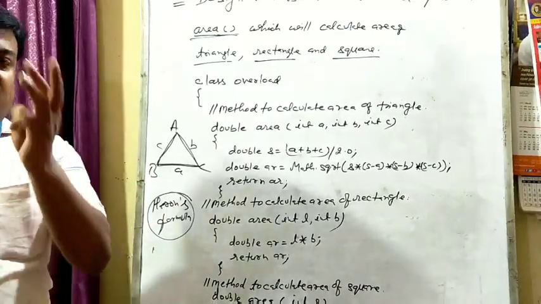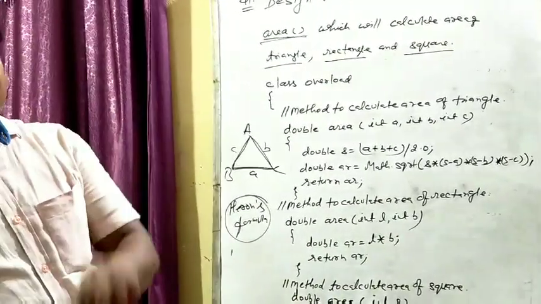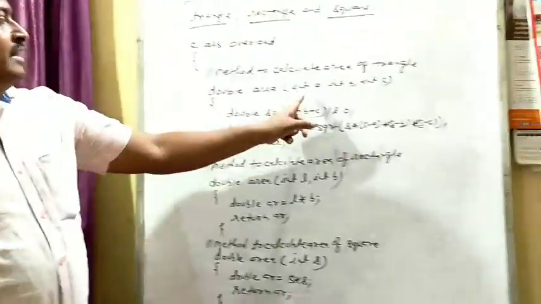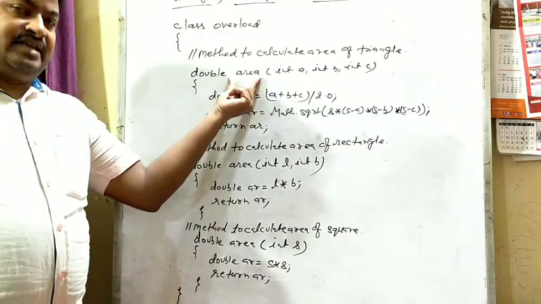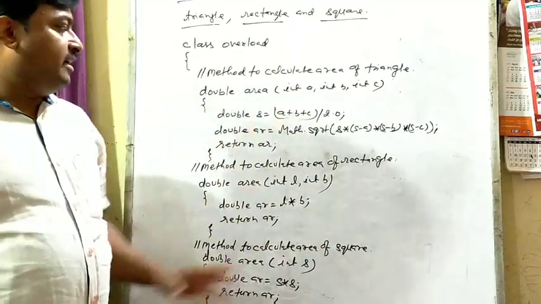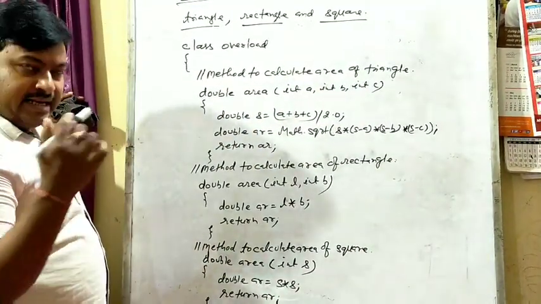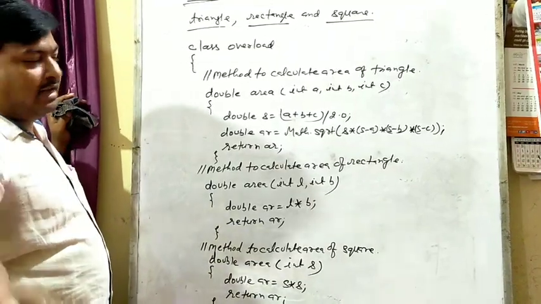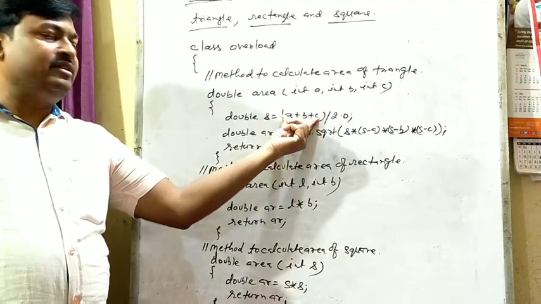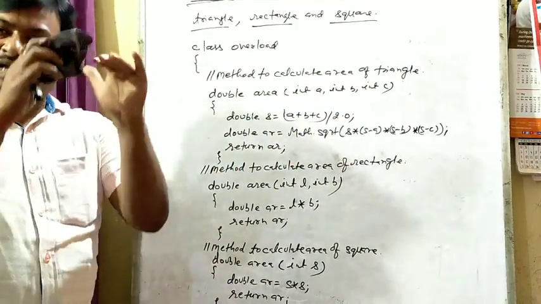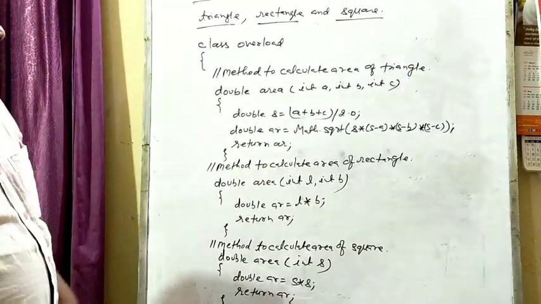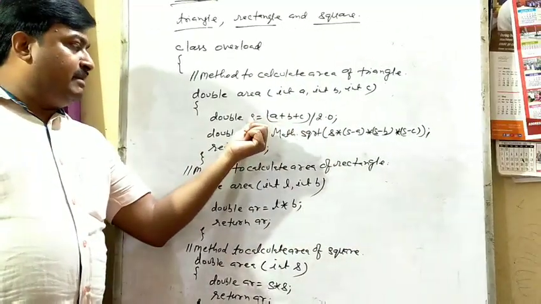For that, we need three values, meaning the values of three sides. So int A, int B and int C. The function name is area. We have passed the values of three sides A, B and C. First of all, to calculate the area of a triangle using Heron's formula, we need to calculate the semi-perimeter. Semi-perimeter is equal to the sum of all the sides of a triangle divided by 2. Semi-perimeter means half of the perimeter, and you know students, perimeter means the sum of all its sides. So we will calculate the semi-perimeter.